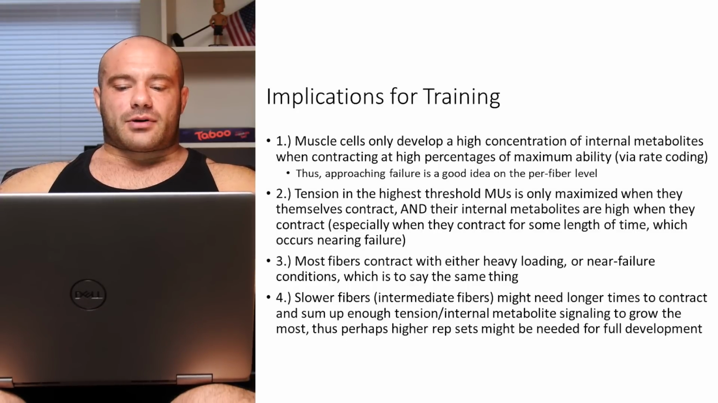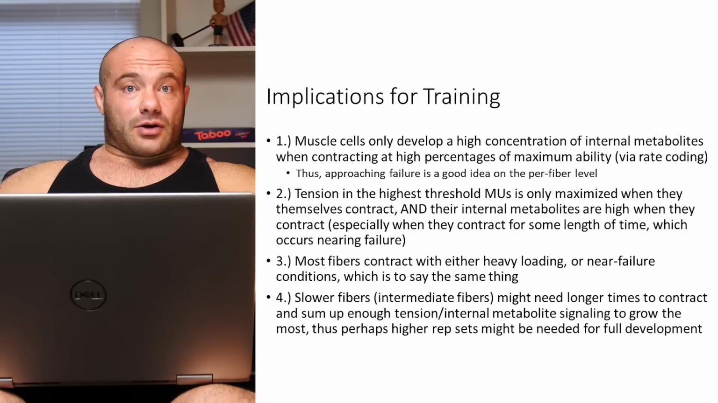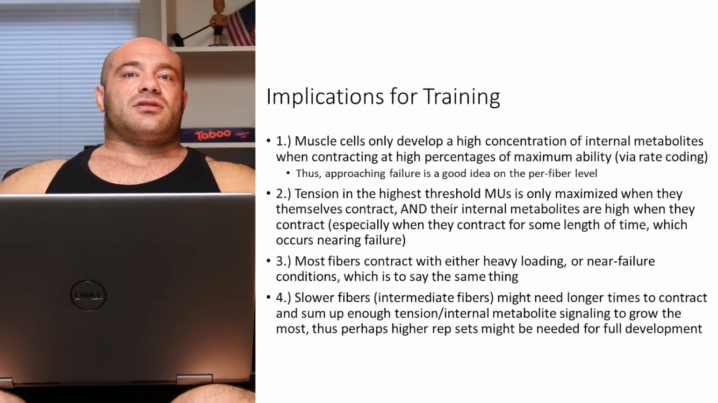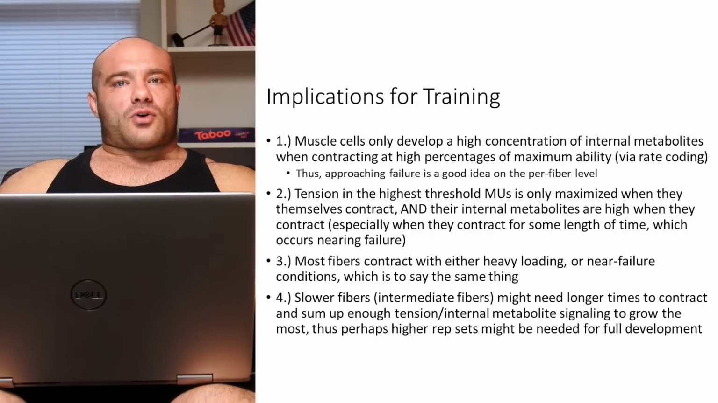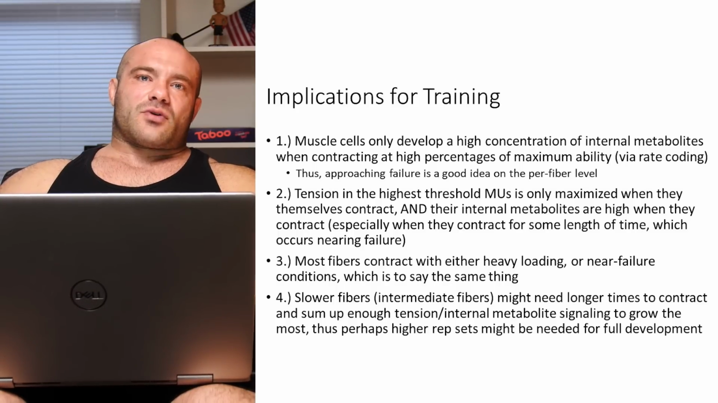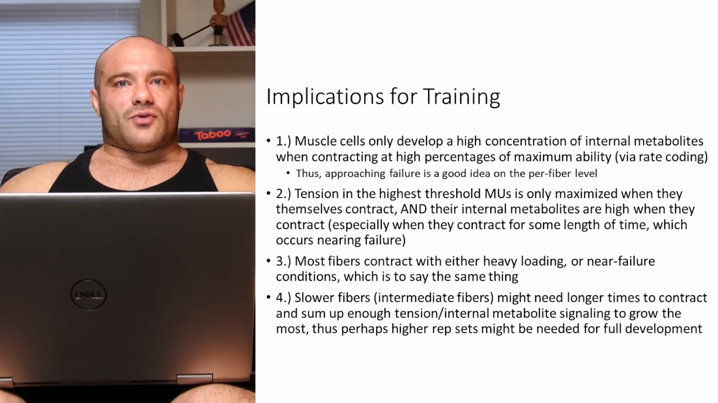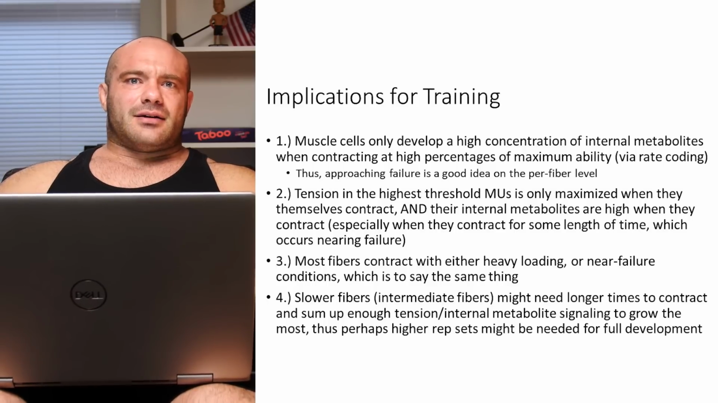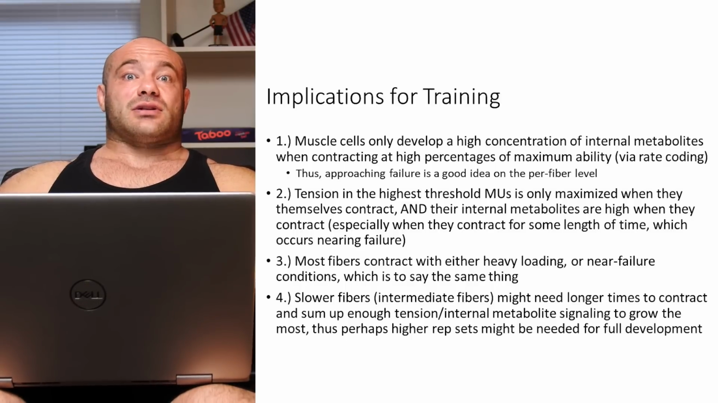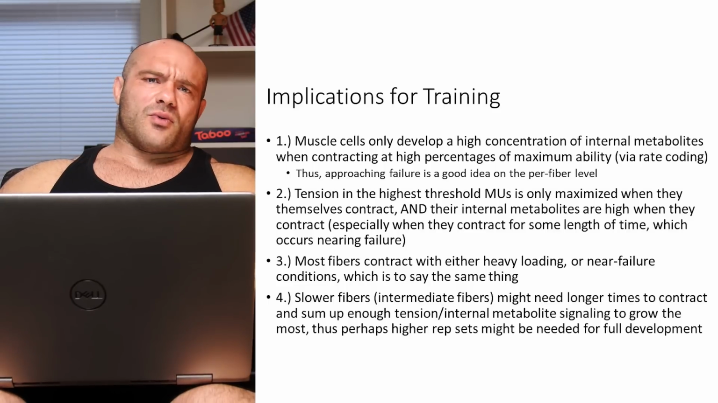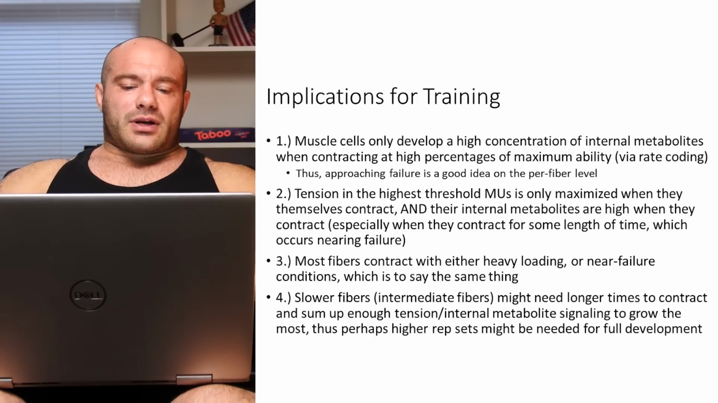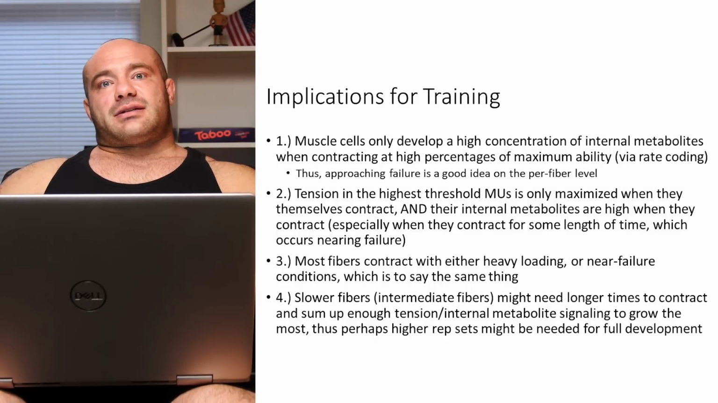Point number 3, most fibers contract with either heavy loading or near failure conditions, which is, by the way, to say the same thing. Okay, faster motor units don't contract unless they're required to generate the force necessary to keep the movement going. If the weight is really heavy, they're required to generate enough force to keep the movement going. Or if everything else is tired and you're in really high reps, as you reach failure, in order to keep doing reps, you have to activate those larger, faster twitch muscle fibers, which grow most of your muscle anyway, to keep doing more reps.